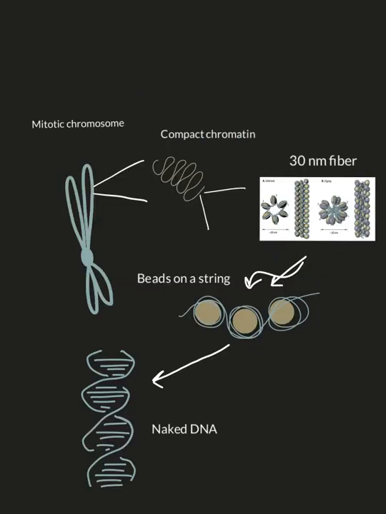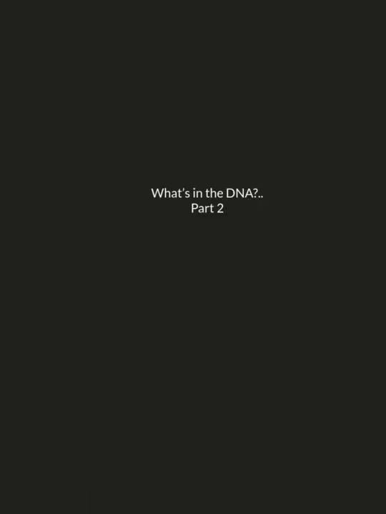And now finally, after all that compaction to get to the mitotic chromosome, the compact chromatin, 30 nanometer fiber, beads on a string, we have, of course, wrapped around these beads is the string, our favorite string, naked DNA, shown here, sloppily drawn in its double helical form of 2 strands bound together with interactions between the bases. Okay, but what's in the DNA? This video is getting a little bit long, so let's answer that question in part 2.